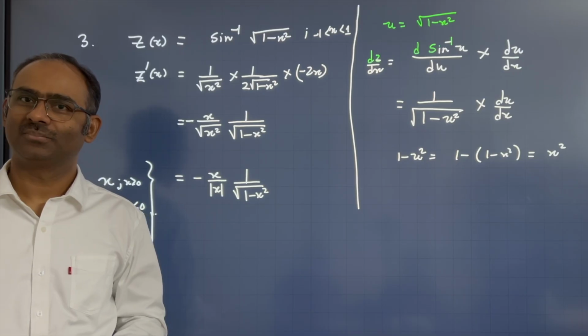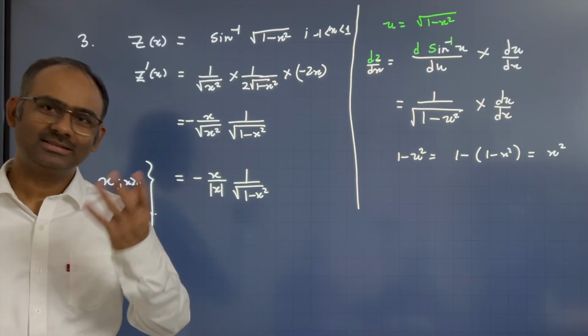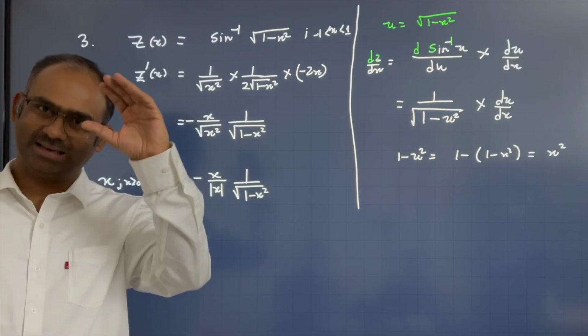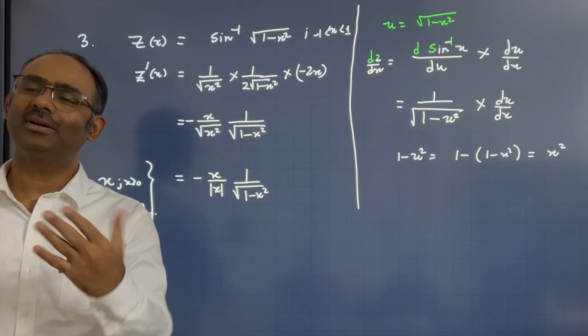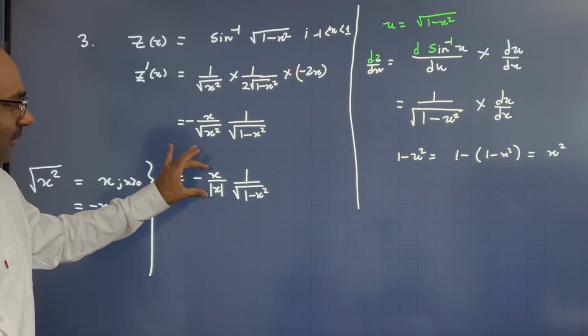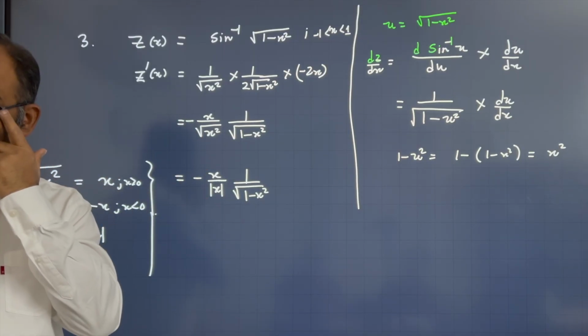x, whatever number. Mod x is the length of that number. You divide that number by its length. What remains? Only the sign. Only the sign remains. x over mod x knows only about the sign of x.